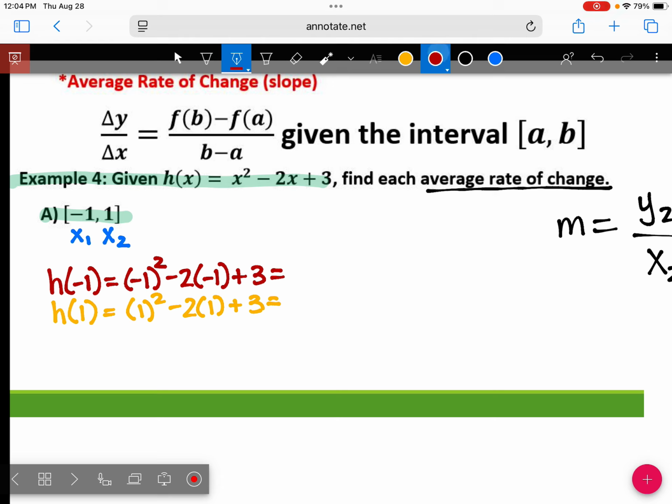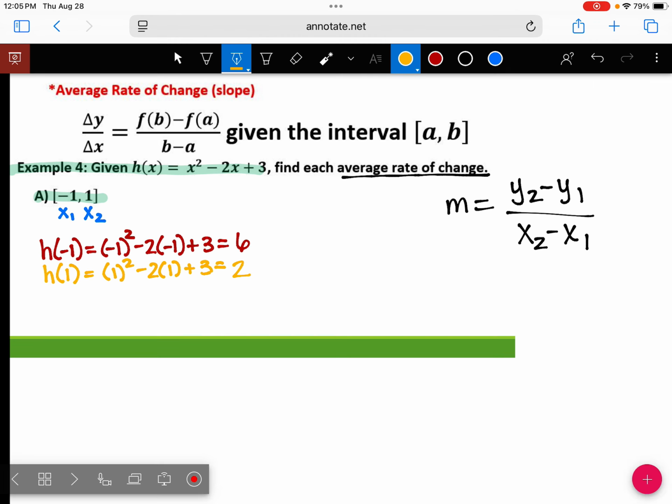Okay, so we got 1 plus 2, which is 3. 3 plus 3 is 6. So we should have 6 for the first one. For the second one, I have 1 minus 2, which is -1, and -1 plus 3 is +2. So who had both of those numbers? Who had that?